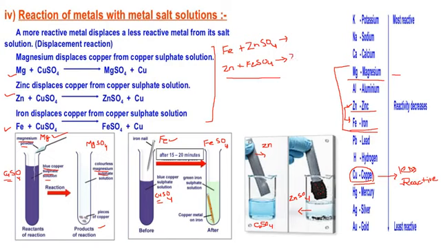So we are going to get ZnSO4 plus iron. Whereas the other reaction is not possible because iron is less reactive than zinc. So iron cannot displace zinc. Here also we can do a vice versa reaction. I can put a copper wire in an iron sulfate solution, and if I put a copper wire in iron sulfate solution, there won't be any change. Why? Because copper is less reactive than iron.